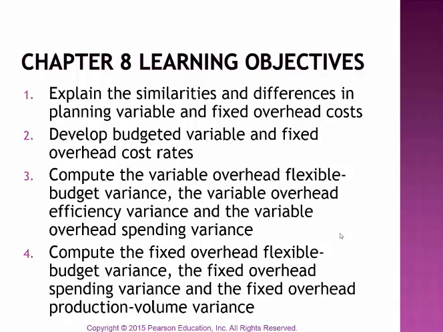We will also compute the fixed overhead flexible budget rate, and of course be able to compute the flexible amount for fixed overhead. We can then compare that to our actual results and calculate the fixed overhead flexible budget variance, which can then be broken down into the fixed overhead spending variance and the fixed overhead production volume variance.